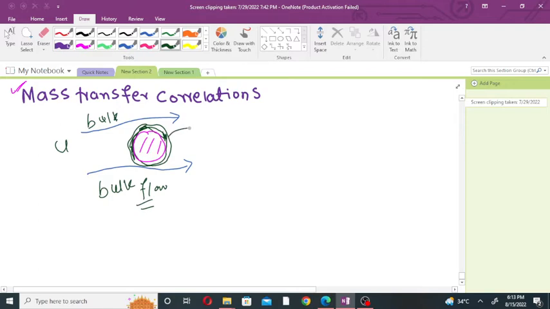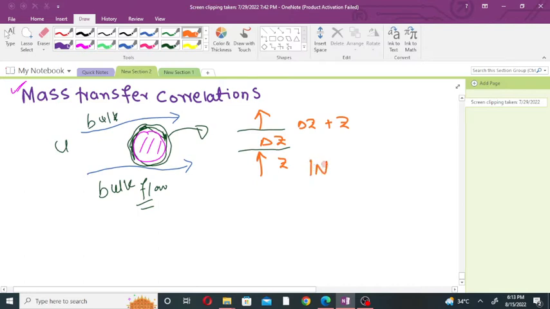And we consider that this was the hydrodynamic boundary layer. We consider a thin layer inside the hydrodynamic boundary layer, and we determine the flux through the stagnant layer in the z direction. So this was z, and this was z plus delta z. The thickness of the stagnant layer was delta z.